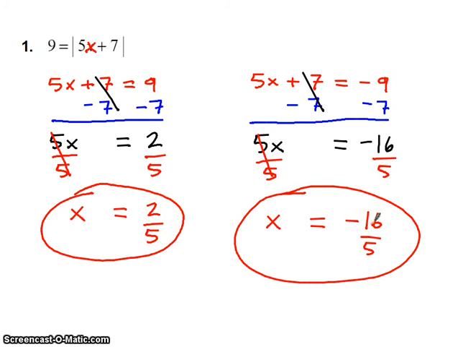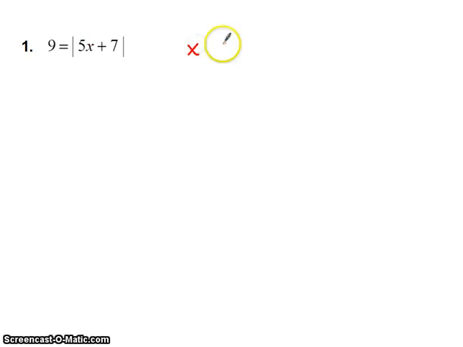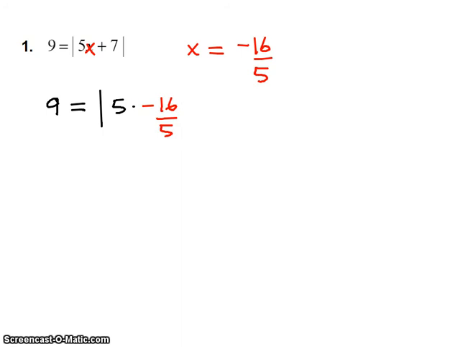Now let's go ahead and check one of these solutions. We won't do both. We're going to go ahead and check the solution with a negative 16 over 5. Let's plug in x equals negative 16 over 5 and see that we really will end up with a correct solution. So let's plug in, and we have 9 equals the absolute value of 5 times negative 16 over 5 plus 7.